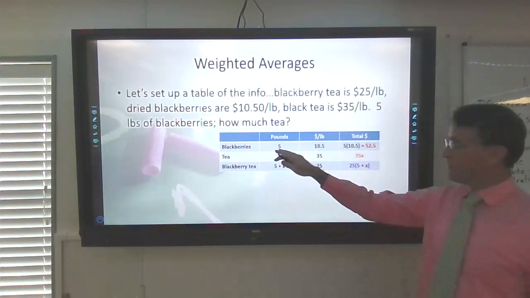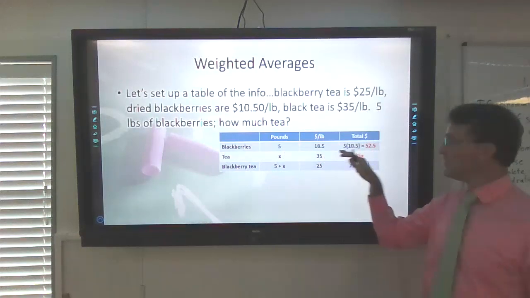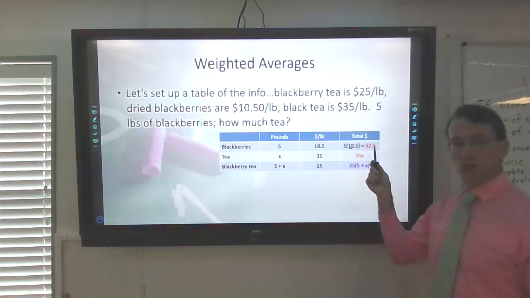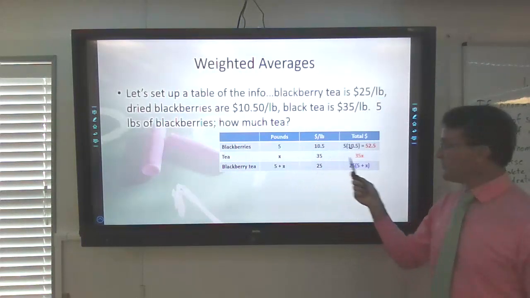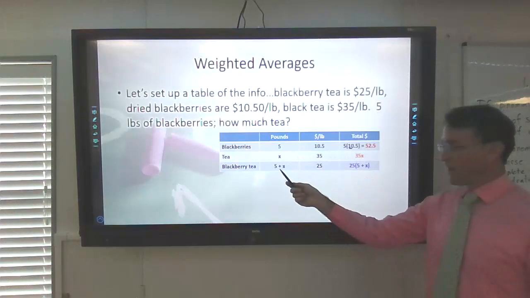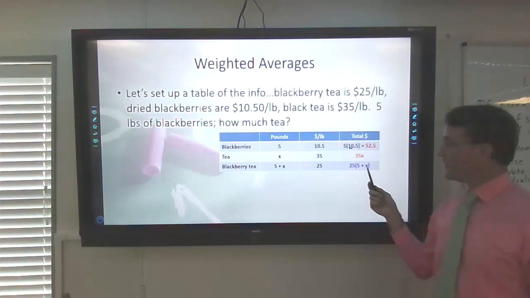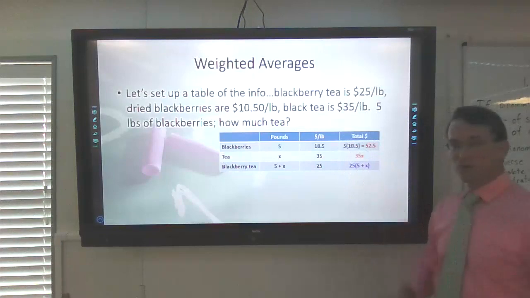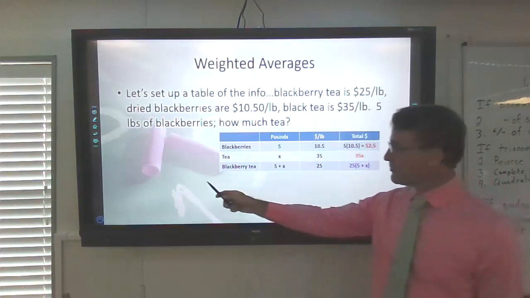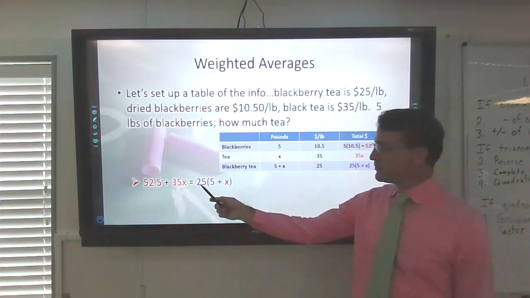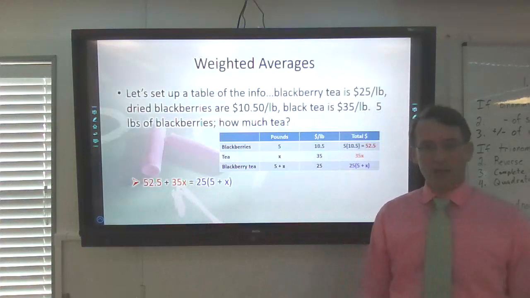If I take the 5 pounds times the $10.50, that gives me 52.5. X times 35 gives me 35x, and then 5 plus x times 25 gives me 25 times 5 plus x. I know once again that these two being added together should give me the total amount. So that's what I'm going to set up in my equation. I've got the 52.5 plus the 35x is equal to 25 times 5 plus x.